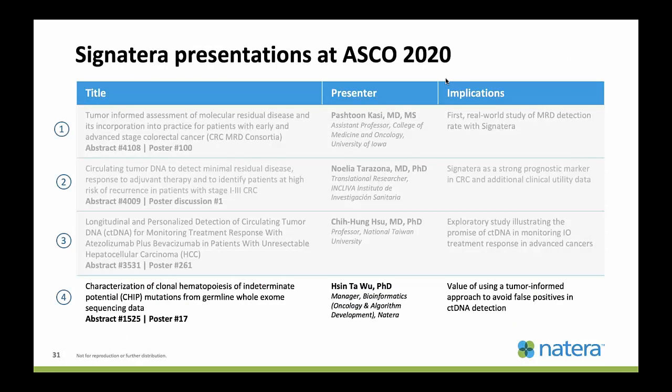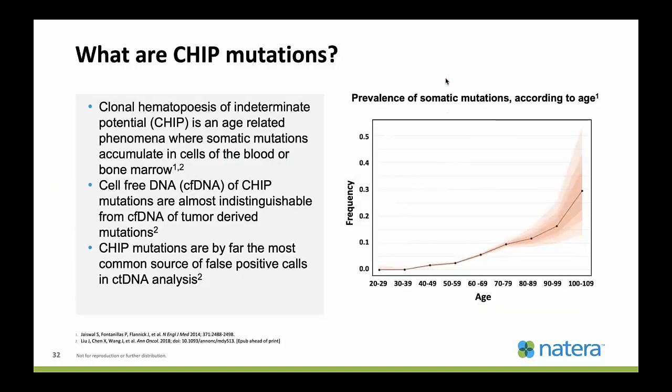Our last poster is titled Characterization of Clonal Hematopoiesis of Indeterminate Potential, or CHIP for short, mutations from germline whole exome sequencing data. And this was presented by Xin-Ta Wu from Natera. Clonal hematopoiesis of indeterminate potential is an age-related phenomenon where somatic mutations accumulate in cells of the blood or bone marrow. We leverage the thousands of samples that are sent to us to evaluate the prevalence of CHIP mutations by analyzing the whole exome sequencing data from the buffy coat of 1,104 patients diagnosed with various solid cancers.